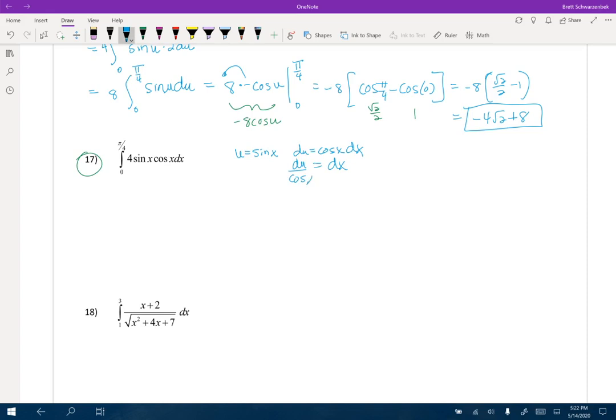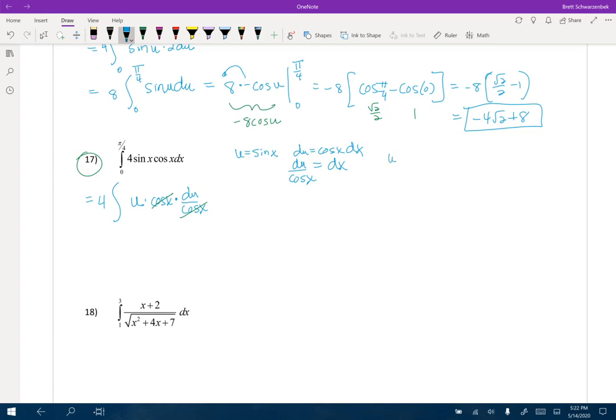Okay? If we move on to here, then, similar to the last problem, we can move the 4 on the outside. Our sine becomes u, our cosine doesn't go anywhere, and we multiply by du over the cosine of x. Thankfully, these wipe out. And in the next step, we'll have a very nice equation, but what about those limits?